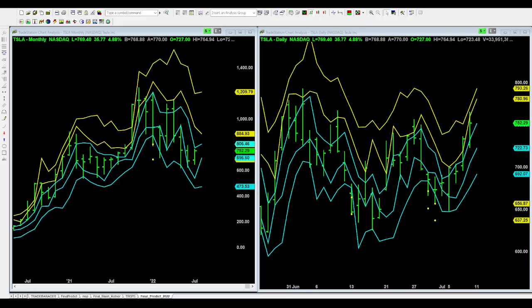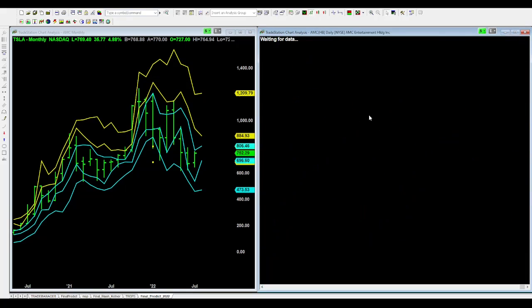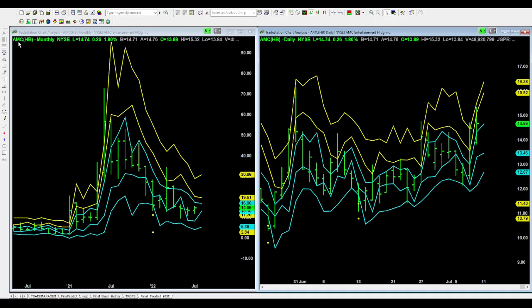In this video, I will provide some analysis and prediction about the AMC stock. Many people will be interested in that. So let's go to AMC. This is the AMC monthly chart, and this is the AMC daily chart.